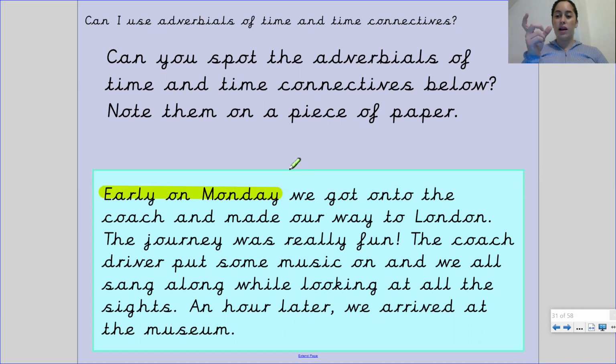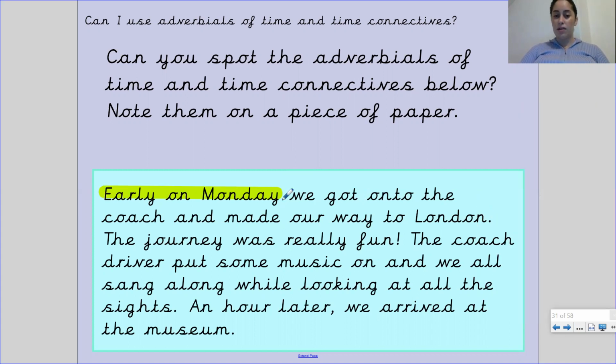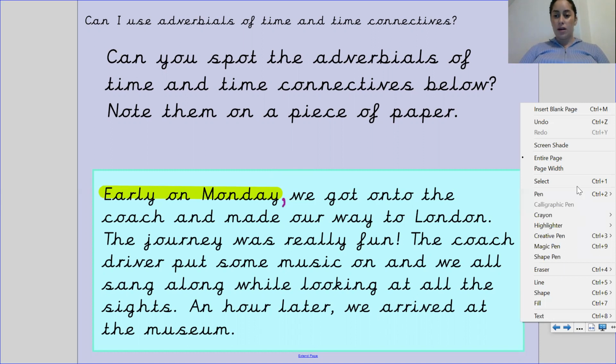Well, the adverbial of time is placed at the start of a sentence. What have we forgotten? Straight after a fronted adverbial, we need a comma. Early on Monday, we got onto the coach and made our way to London.